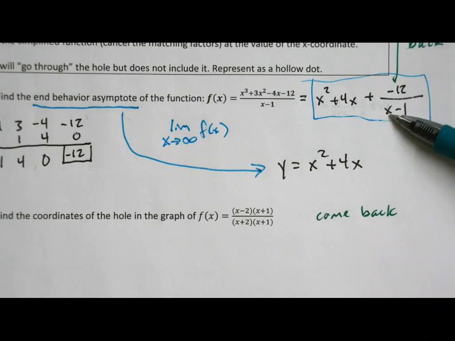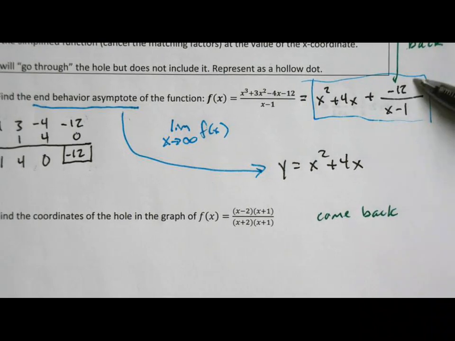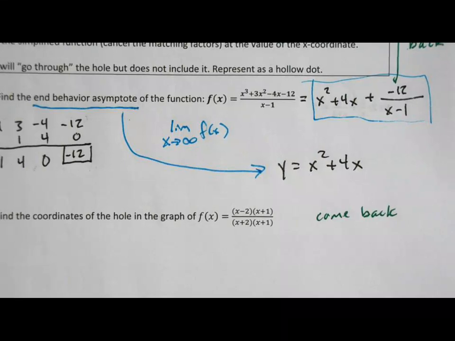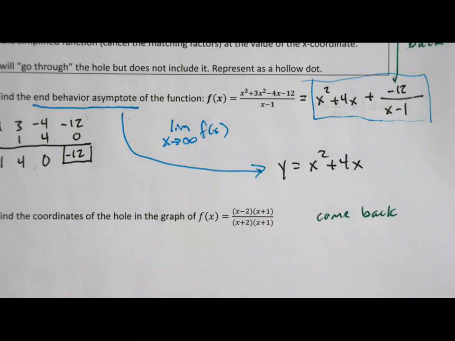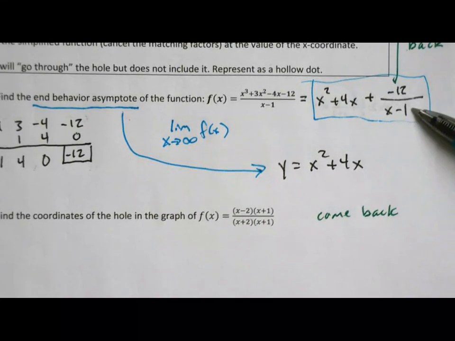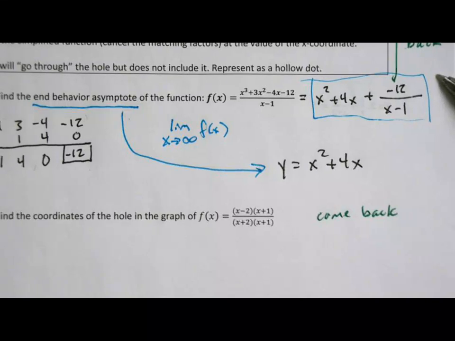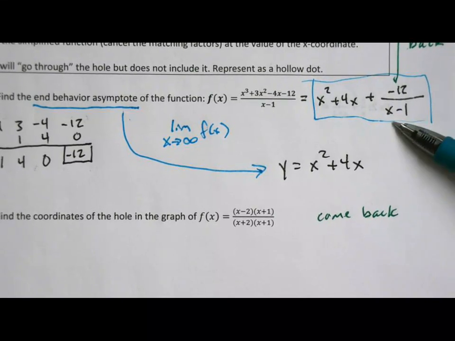Estimate, what would the decimal value be if I did negative 12 divided by 1,000,000 minus 1? It's going to be 0.00, there's going to be a few zeros in there probably, right? This is going to be awfully close to 0, isn't it? What if x gets even bigger than 1,000,000? What if it's 1,000,000,000,000?